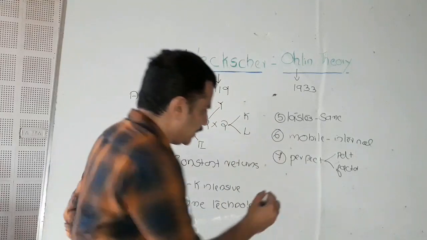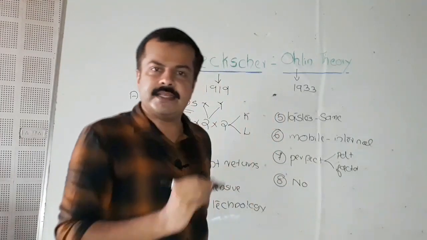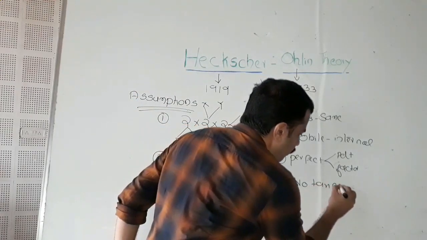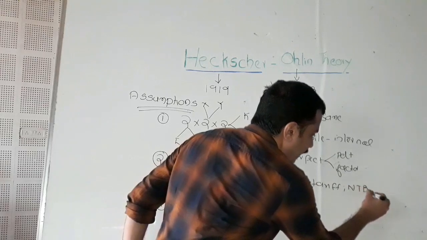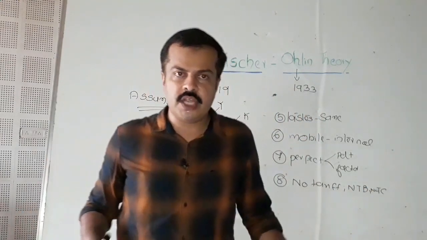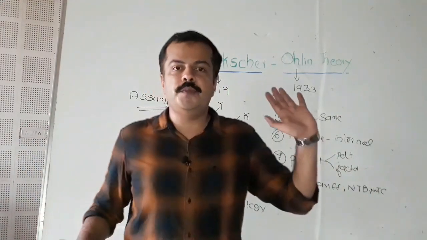That's the seventh assumption. The eighth assumption is that there are no disturbances to international trade, in the sense that there is no tariff, no non-tariff barriers, and no transportation costs. There is no transportation cost, we don't have any tariff, we don't have any NTBs, and trade is assumed to be free trade.